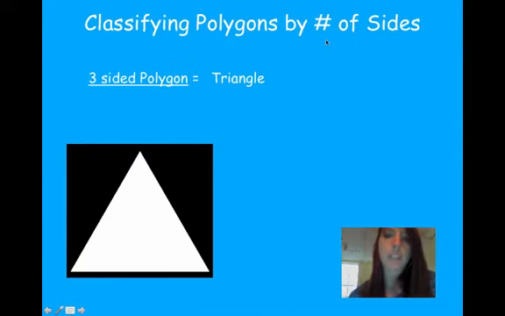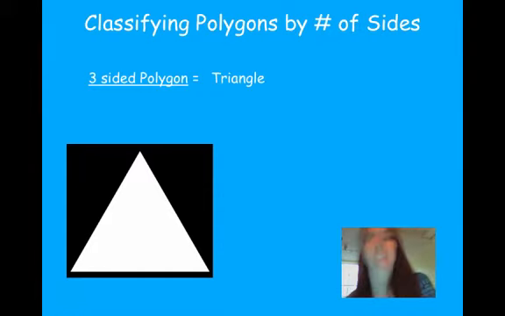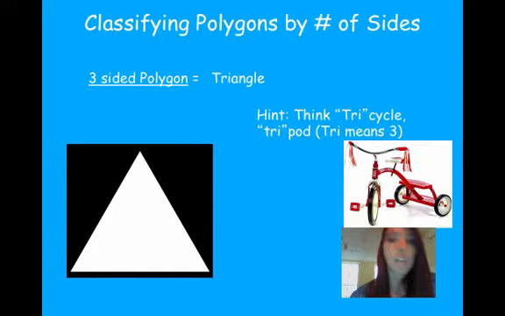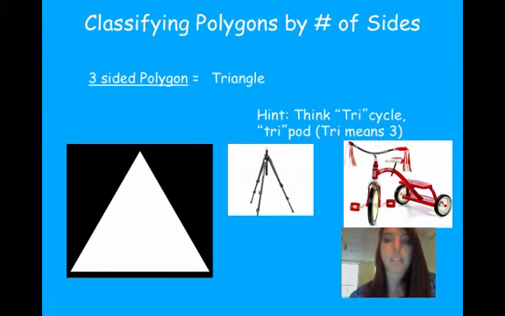Alright, so we classify polygons by the number of sides, and they all have very specific names. You need to know the names for polygons from 3 sides all the way up to 10 sides. And some of them you're going to be familiar with. We all know that a polygon with 3 sides is called a triangle. If you need help remembering that, just think about tricycles or tripods. Tripods are those things that people put professional cameras on so the camera's not all shaky. They have 3 legs, okay?